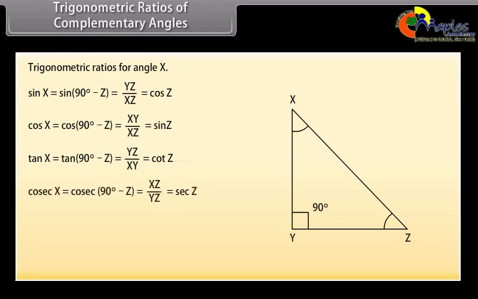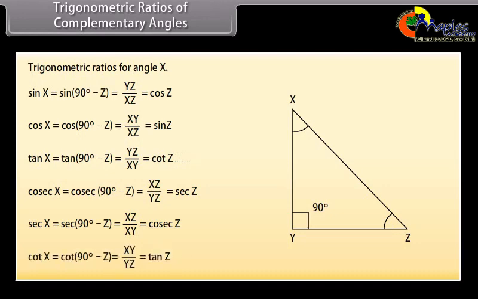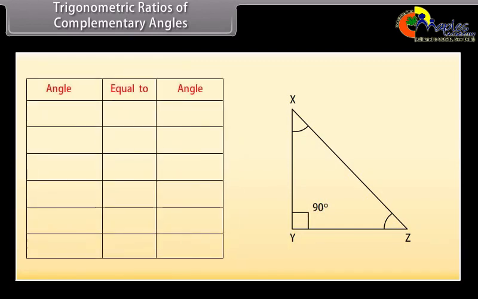Cosec X is equal to cosec (90 degree minus Z) equals XZ upon YZ equals sec Z. Sec X is equal to sec (90 degree minus Z) equals XZ upon XY equals cosec Z. Cot X is equal to cot (90 degree minus Z) equals XY upon YZ equals tan Z. Let us first compile our observation and then use it to solve questions.